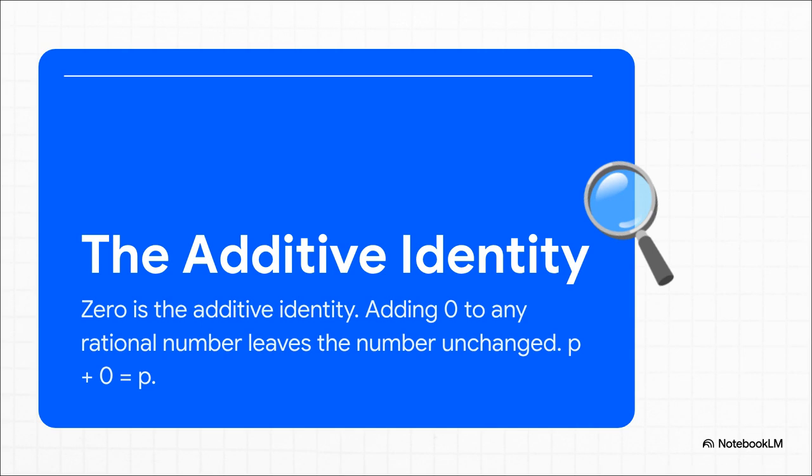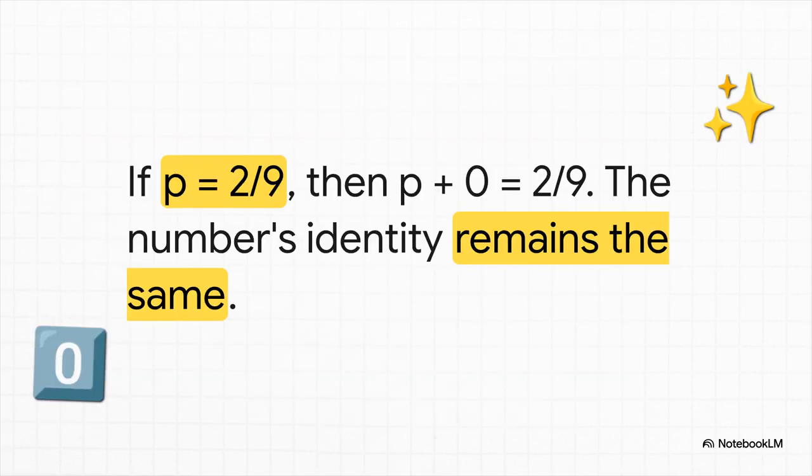Okay, this next idea is really cool. It's the concept of an identity. In math, an identity is something that leaves another number's value completely untouched after you do something to it. And for addition, 0 is the magic number. It has that special power. So take any rational number you want, say 2/9. What happens when you add 0 to it? Yeah, absolutely nothing. The number's identity stays exactly the same. 0 is kind of like the do-nothing hero of addition.